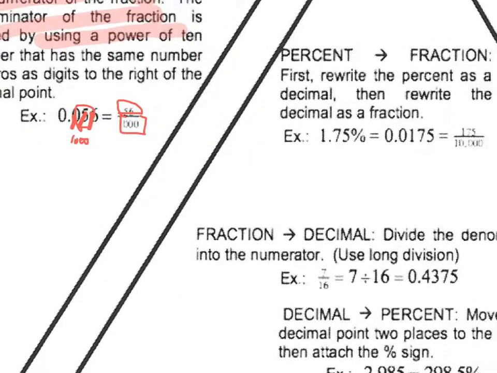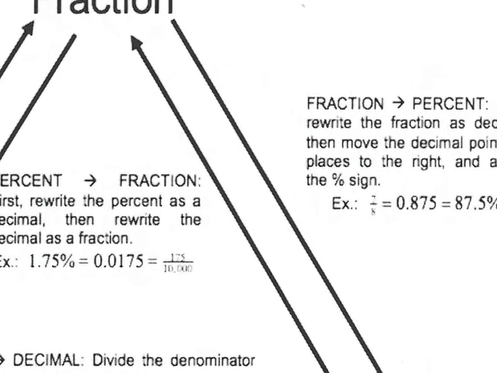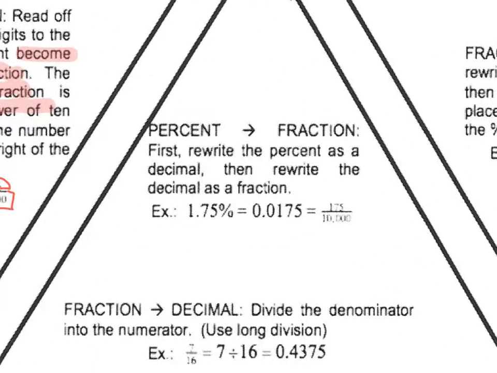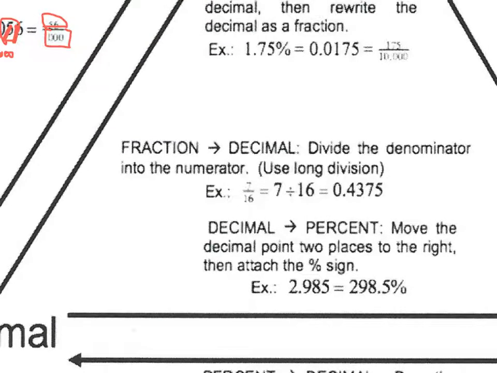However, if we want to change a fraction to a decimal, we divide the denominator into the numerator. And we would do this with long division, okay? So if we have 7/16, we would do 7 divided by 16. Okay, so you simply just divide those two numbers. And again, we've talked about this in Unit 1.